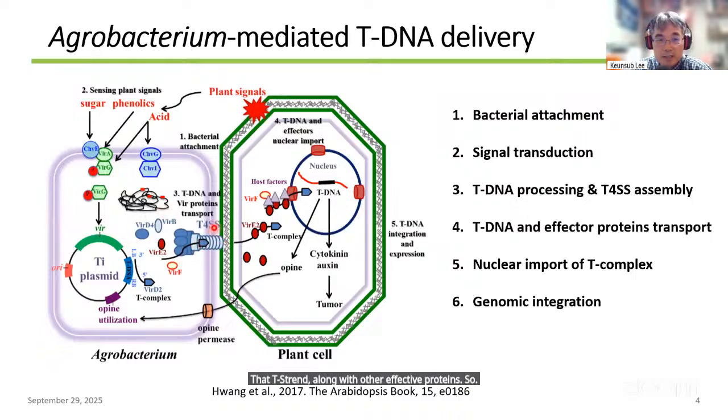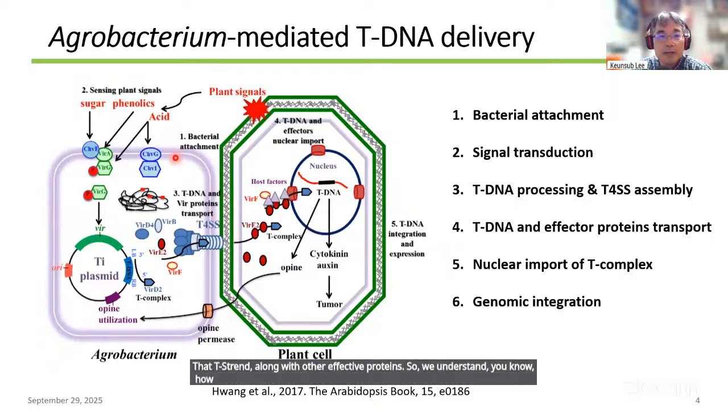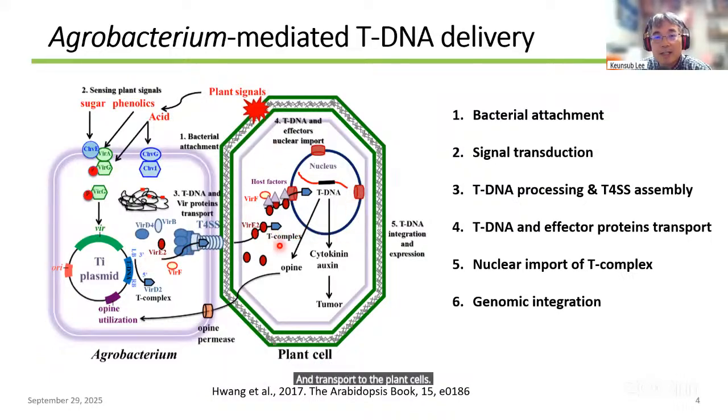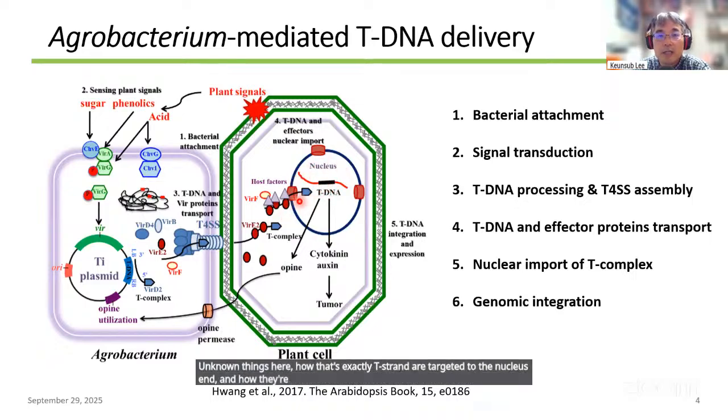So we understand how different effector proteins are involved in the processing of T-DNA and transport to the plant cells. But there are still unknown things here, how exactly the T-strands are targeted to the nucleus, how they're uncoated, and then integrate into the chromosome.